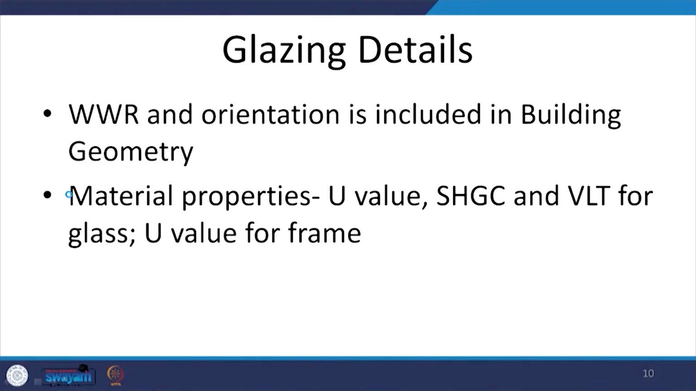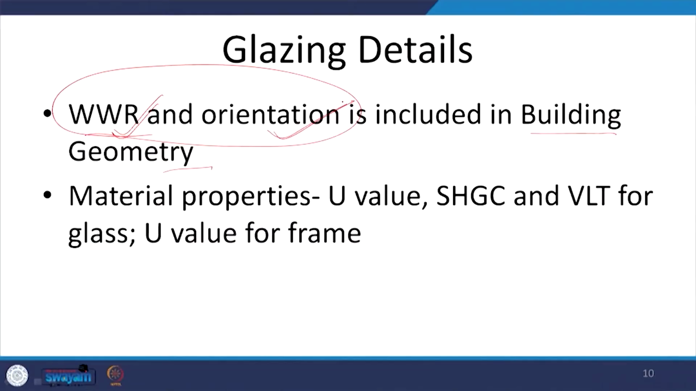The next we have is glazing details. So, the moment we talk about glazing details, we are talking about three things here. First of all, window wall ratio. Second is orientation. Now, both of these are included while we are creating the building geometry. So, when we are making the building geometry in the software, we will be adding windows as part of the building geometry. So, automatically the window wall ratio and orientation is taken care of, it is already included in the building geometry.